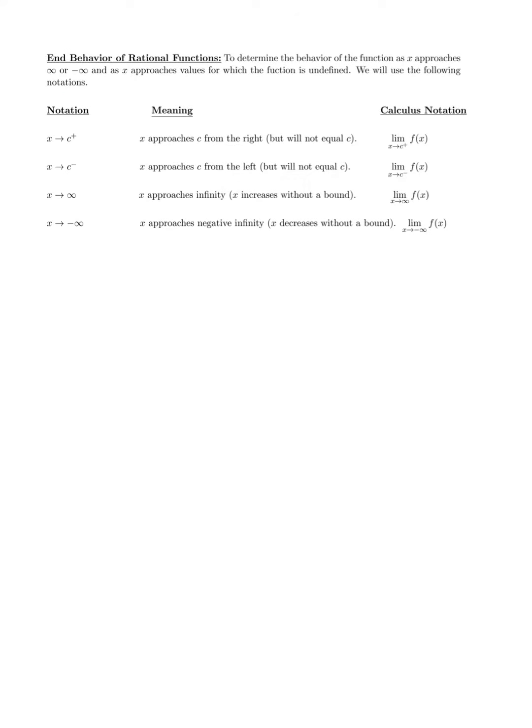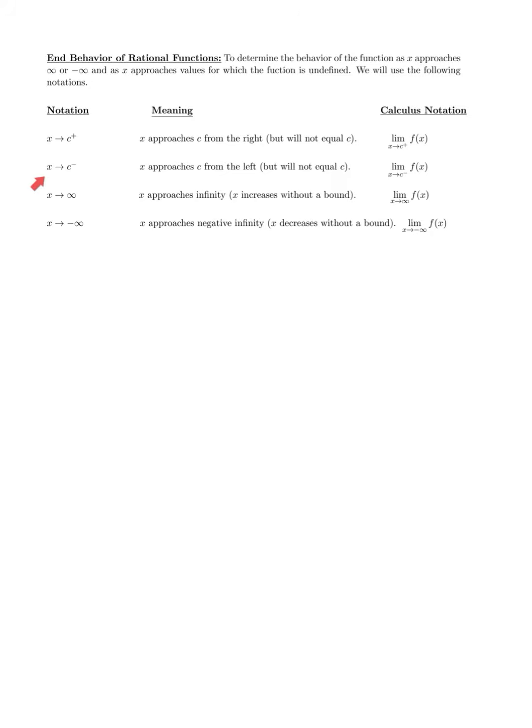Let's first look at the first notation here, x arrow c to the plus. This is a notation for x approaches c from the right-hand side, but it will not equal that constant c. Now, those of you who are planning on moving on to calculus, here is the formal notation to express this whole situation. We say the limit as x approaches c from the right of our function f of x.